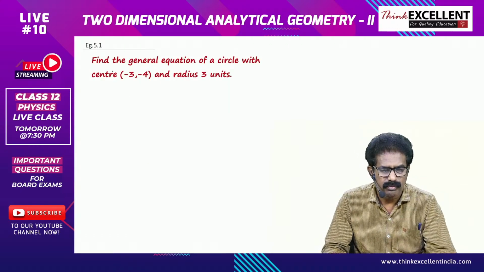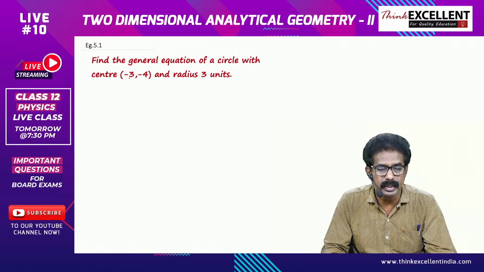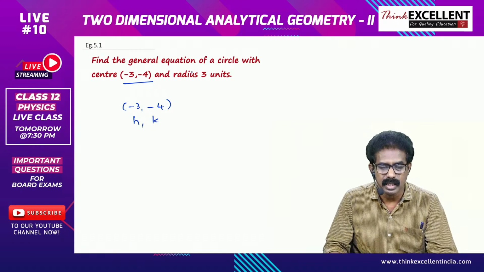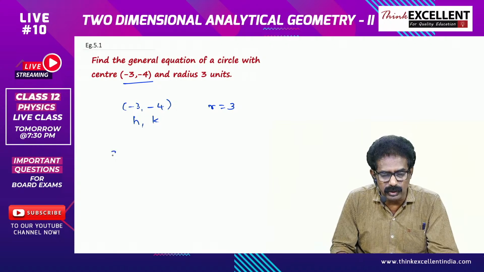Find the general equation of a circle with center. So center is given: minus 3, minus 4. This is the center, so this is our h comma k. Radius is 3 units, r equal to 3. Then they asked to find the equation of the circle.